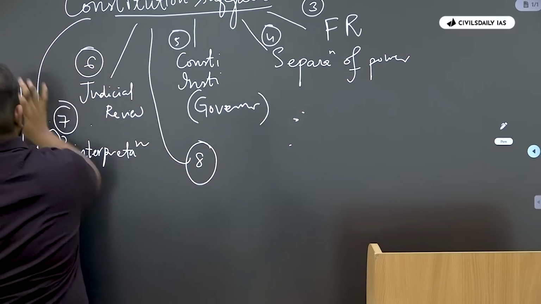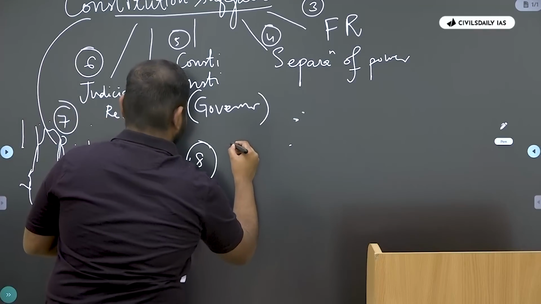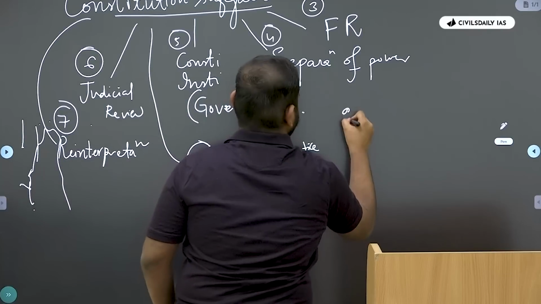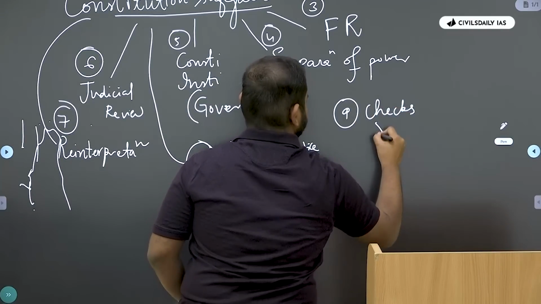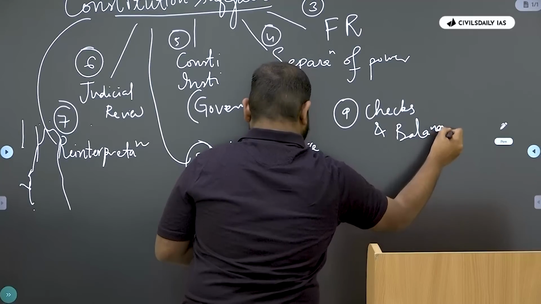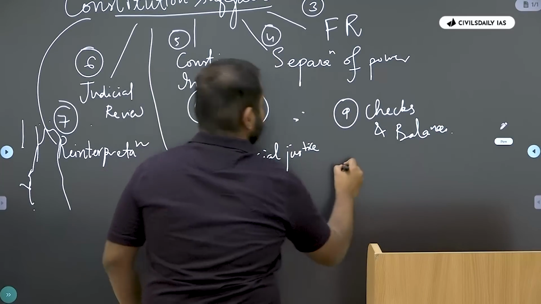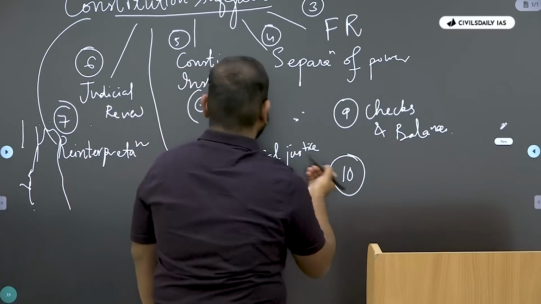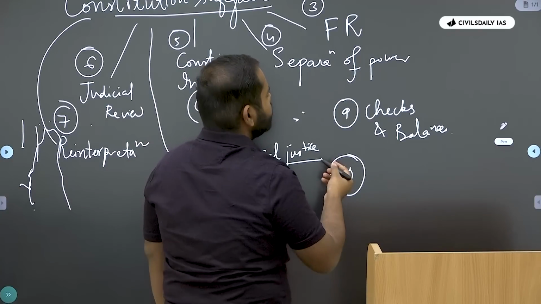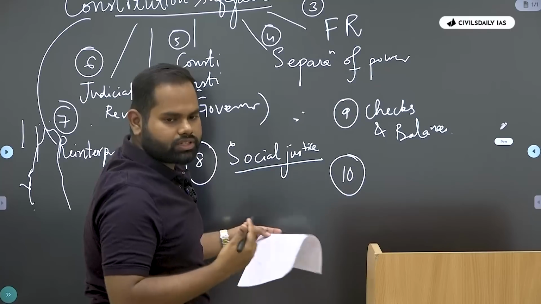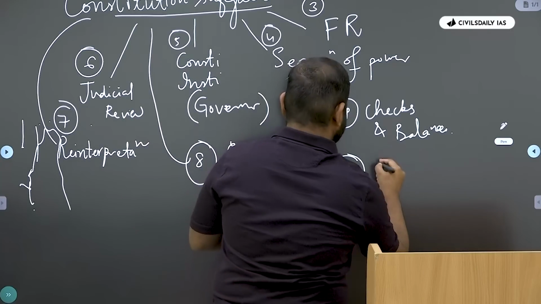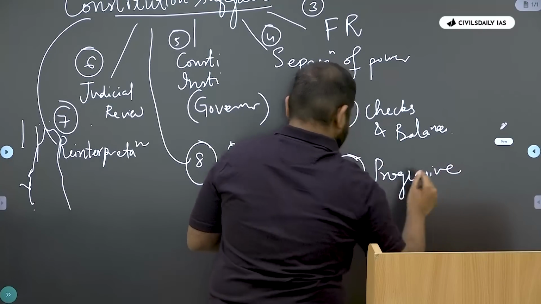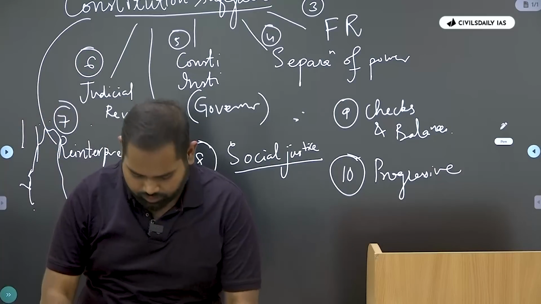This should be social justice. Ninth would be checks and balances. Yes, vulnerable section, which is basically social justice. Yeah, but fundamental rights are like everything, but you can have a social justice angle, another point. This is being progressive in nature. I'll discuss how you can put a value addition in every one of these points.